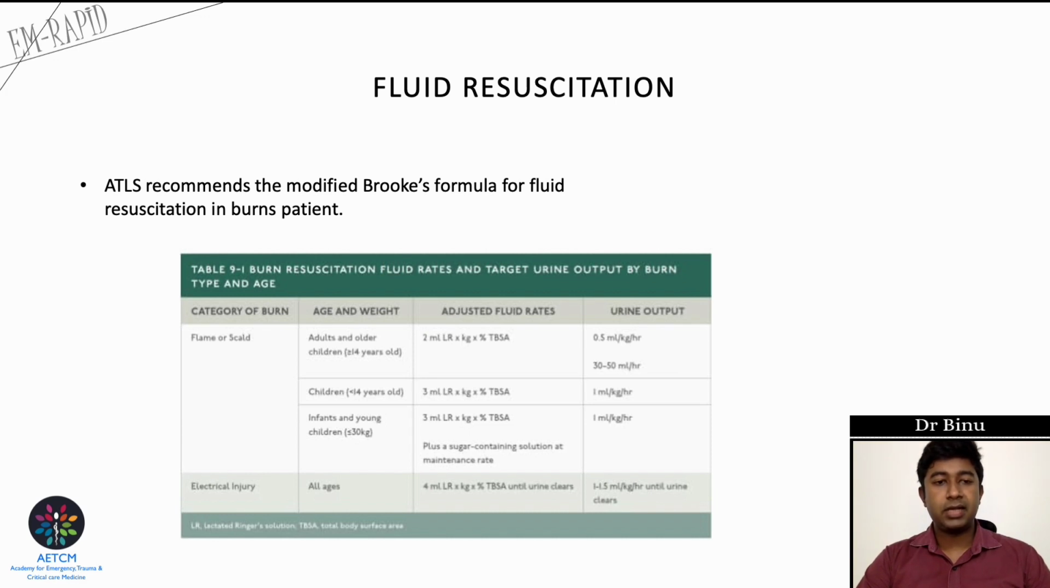In children who are less than 4 years of age or less than 25 kilogram body weight, and also in case of young children and infants, we use the formula 3 ml lactated Ringer times total body weight in kilograms times the total surface area that is burnt. And the urinary output aim will be 1 ml per kilogram per hour. Also, in small children weighing less than 20 kg, due to their smaller glycogen stores, we have to add an extra 5% dextrose to this maintenance fluid so as to maintain the nutrition.